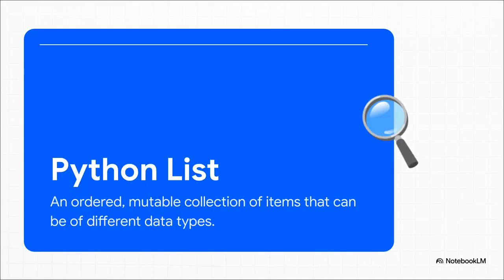Okay, this definition right here is actually super important, so let's break it down. First, ordered. This just means that items stay in the exact order you put them in. The first thing is always the first thing. Second, they're mutable. It's a fancy word, but all it means is you can change the list after you've made it. You can add things, remove things, swap them around. And finally, heterogeneous. This means you can mix and match data types. You can have a number, then a word, then another list, all inside the same list.